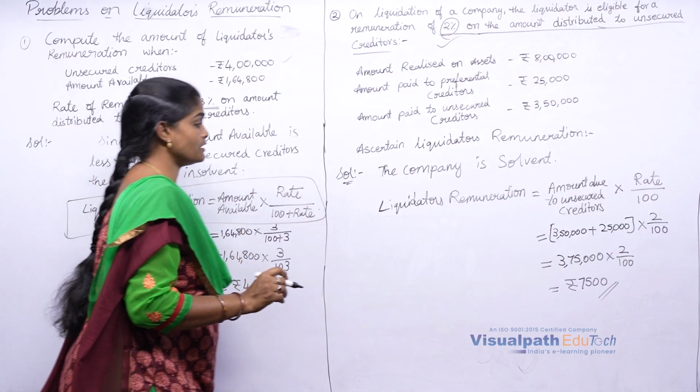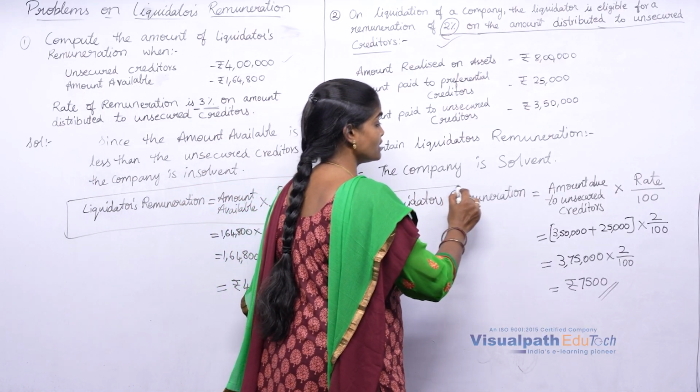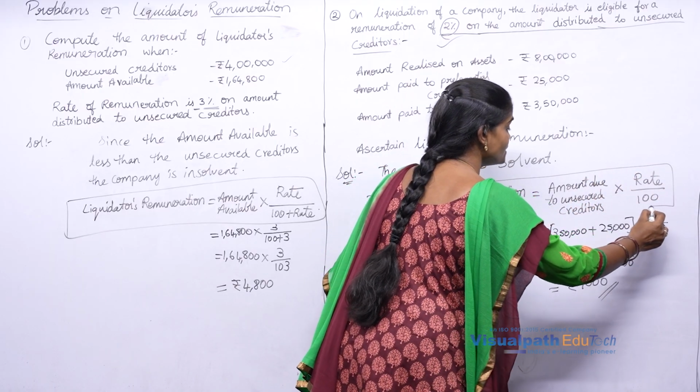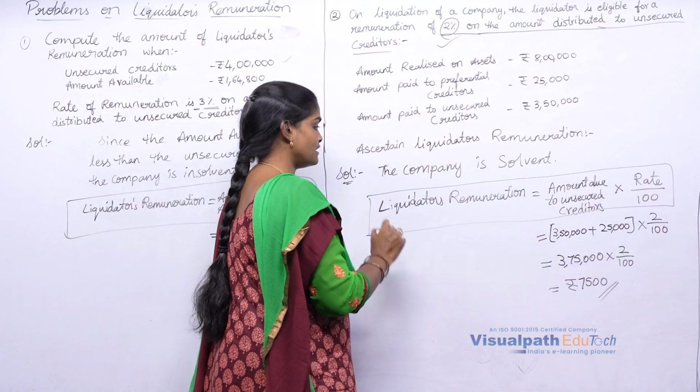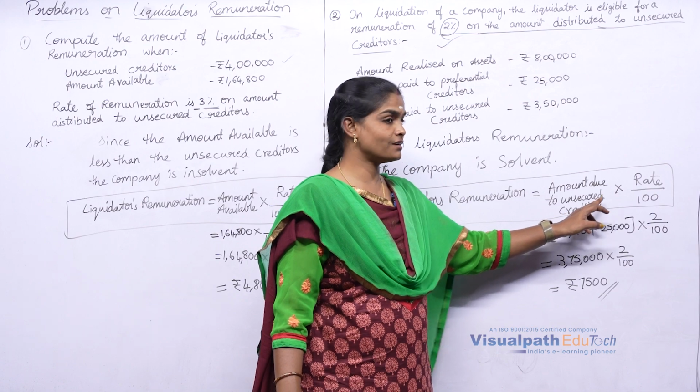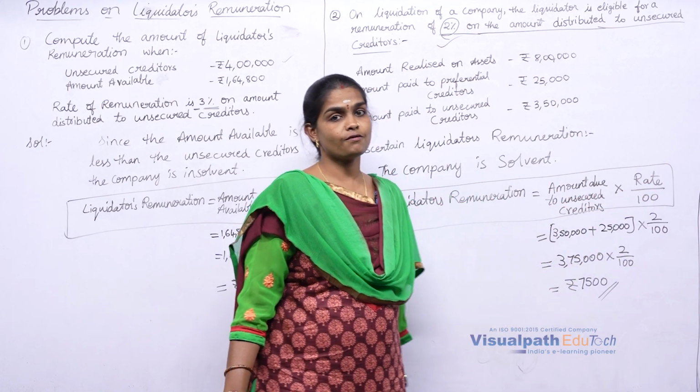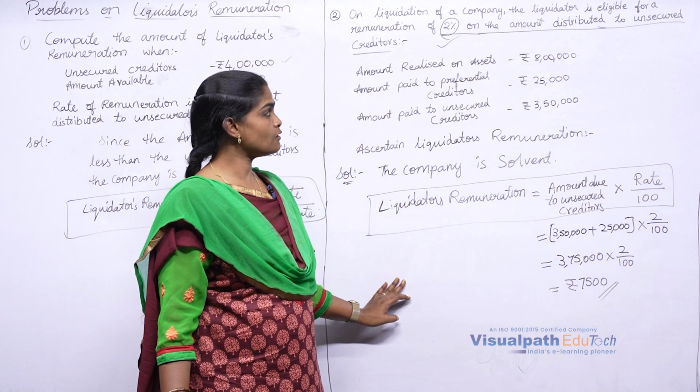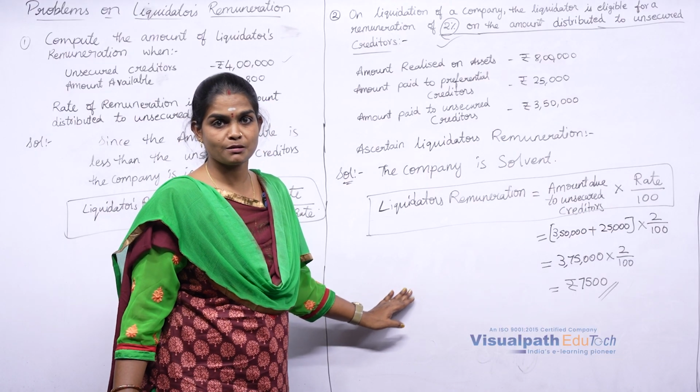And when the company is solvent, and when the company has sufficient funds to pay the creditors, then amount due to unsecured creditors into rate by 100 is the formula. Clear? We will solve a few more problems on liquidator's remuneration.